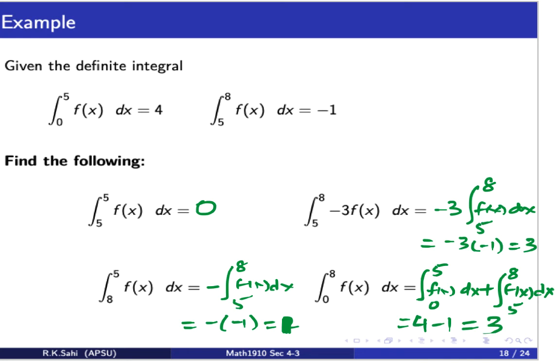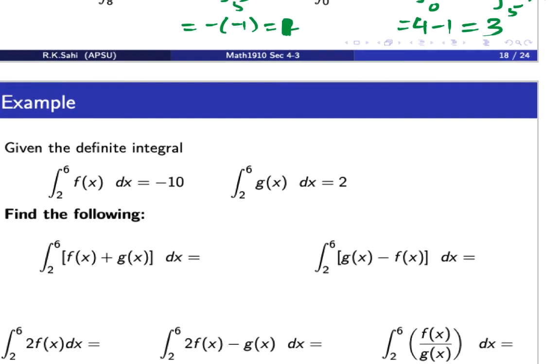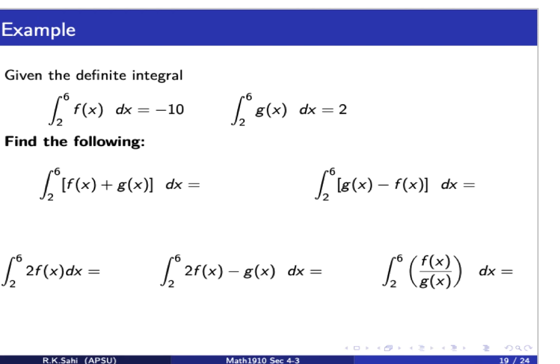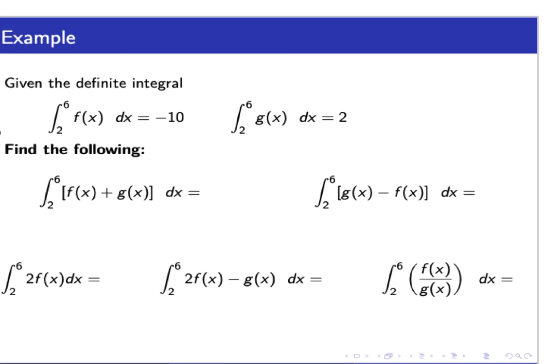Let's look at another way of solving these definite integrals by applying the rules. Now, we are given a definite integral from 2 to 6 of f(x) dx to be minus 10, and another integral, 2 to 6 of g(x) dx. So we have two different functions, but they're giving us the integrals within those intervals.